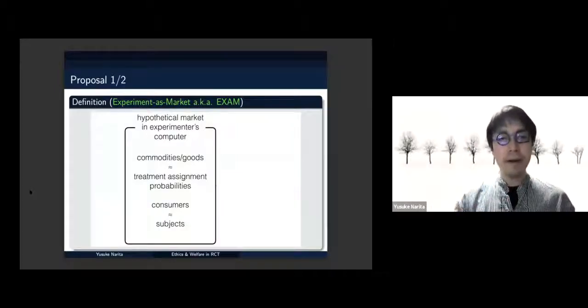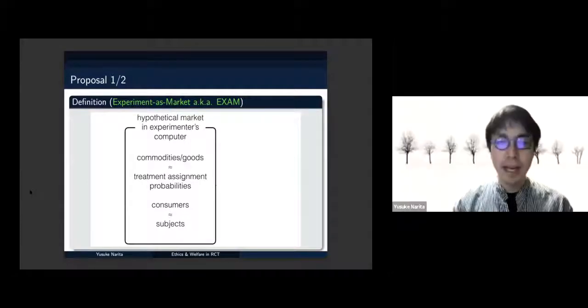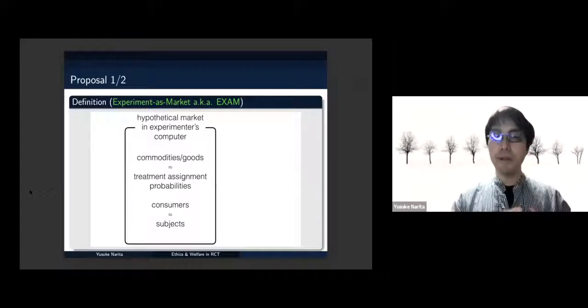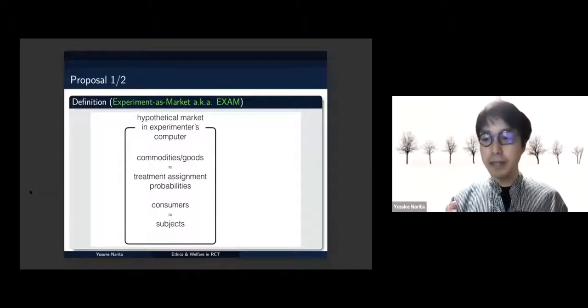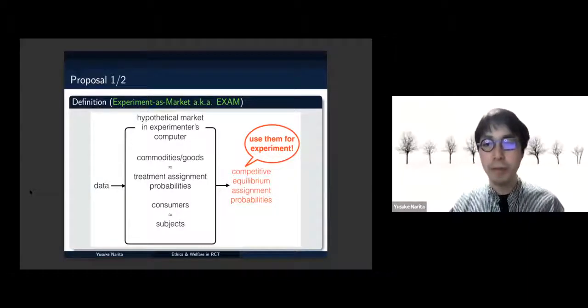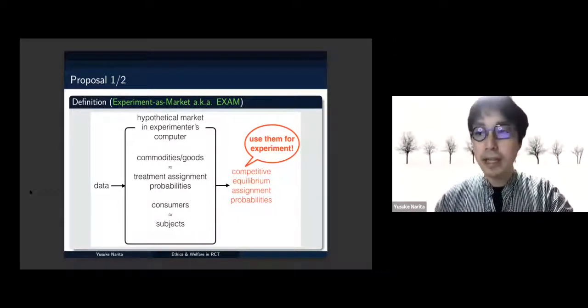So at the high level, let's create a completely hypothetical centralized market economy in the experimenter's computer. And in this market economy, commodities or goods to be allocated correspond to treatment assignment probabilities. And consumers correspond to experimental subjects. Then let's substitute the experimenter's data into this economy to compute the resulting competitive market equilibrium allocation of treatment assignment probabilities. So my proposal is to use this competitive market equilibrium as a possible experimental design.